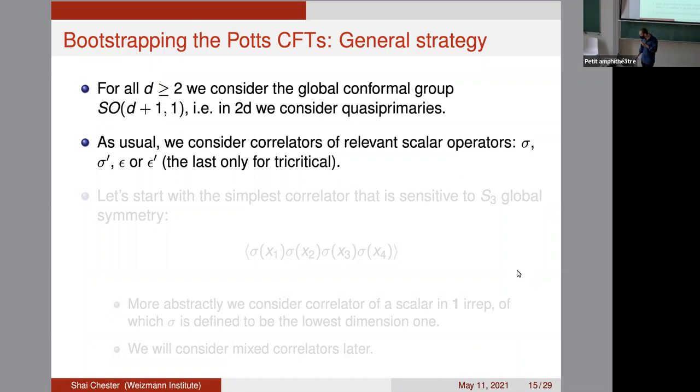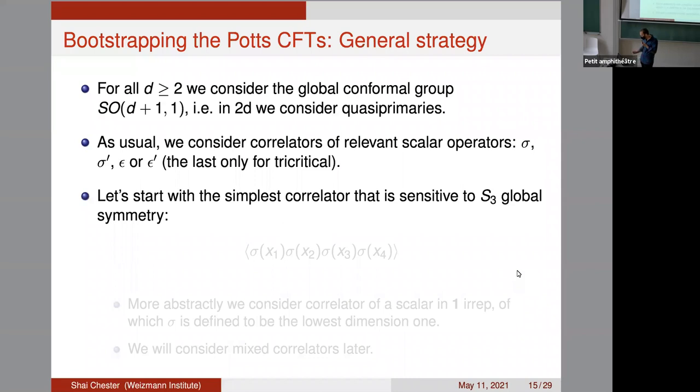As usual in the bootstrap, consider correlators of relevant scalar operators. So that means our options are sigma, sigma prime, epsilon, epsilon prime. But remember, the sigmas are charged under Z3, and the epsilons are uncharged under Z3. And I should note that epsilon prime is only relevant for the tricritical. So let's start with the absolute simplest correlator that is sensitive to the S3 global symmetry, namely the four-point function of sigma. We don't want to look at the four-point function of epsilon, because that's not sensitive to the S3 symmetry. And then there would be no way from this general bootstrap perspective of even knowing that we're looking at the Potts model, because we might as well be looking at the IC model.